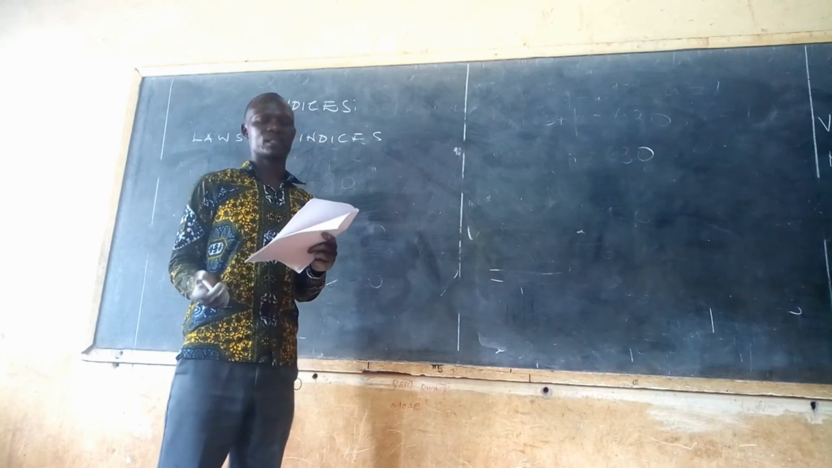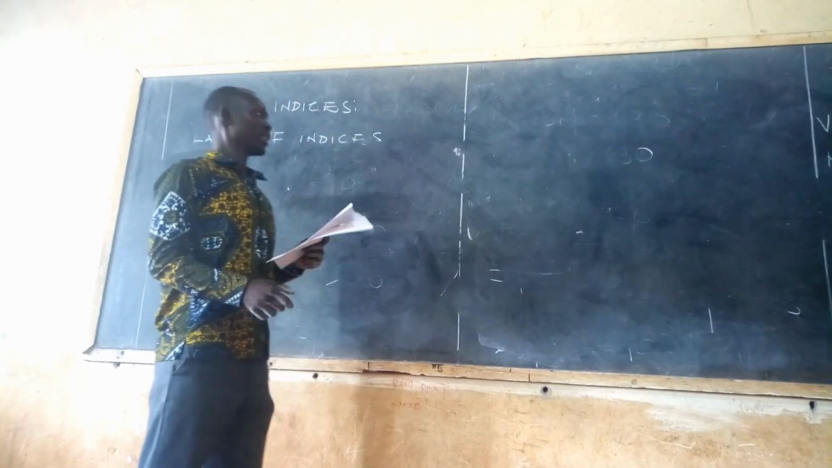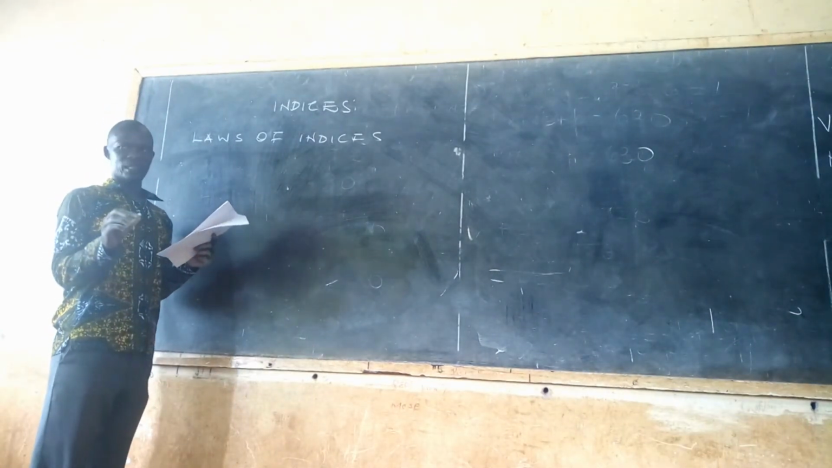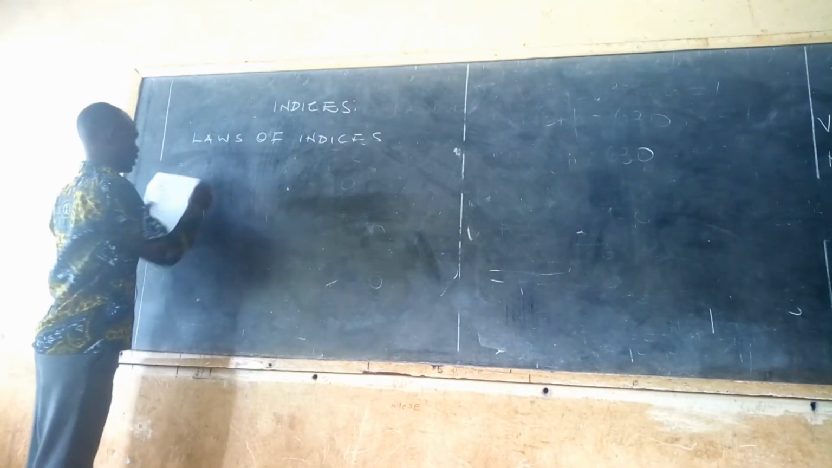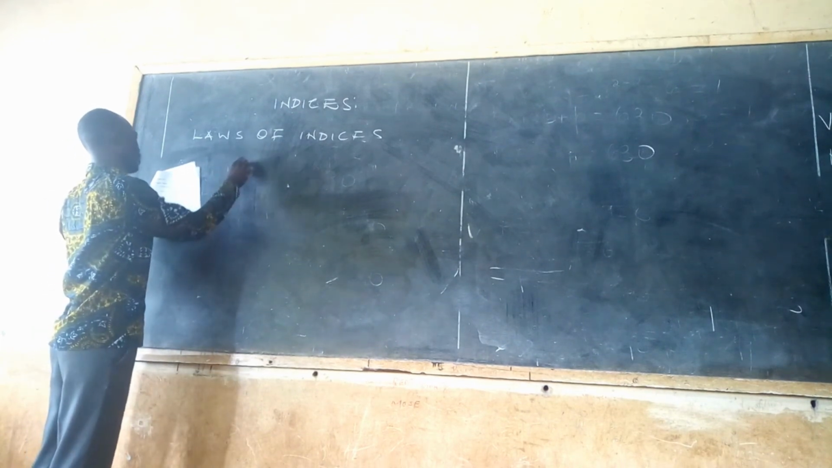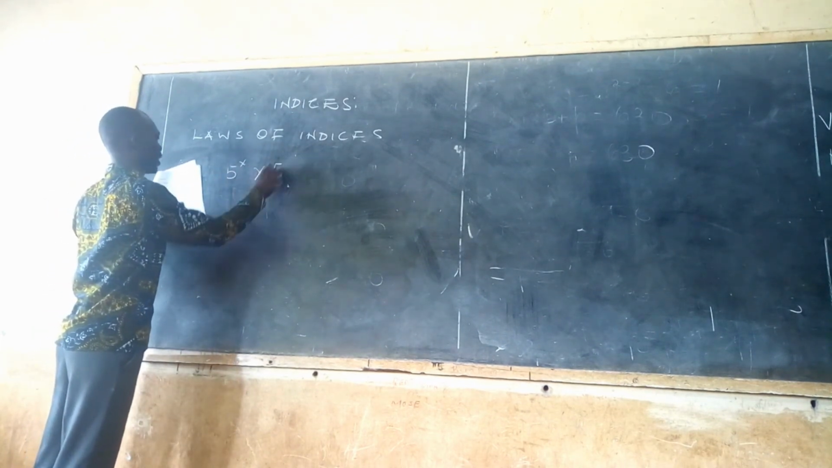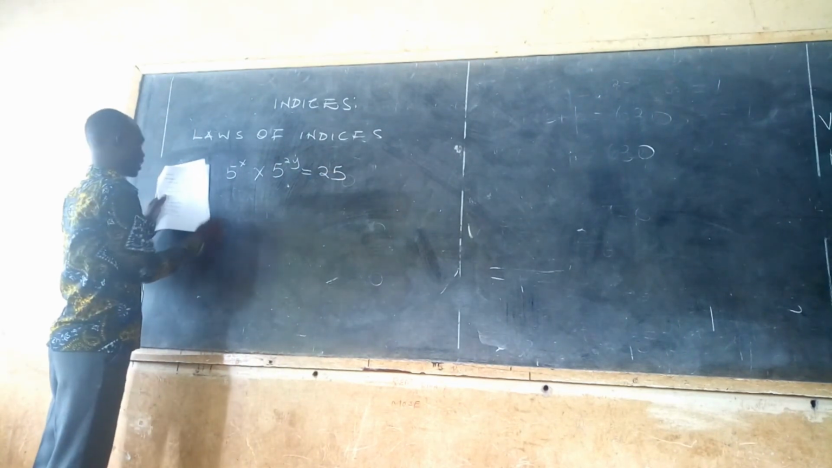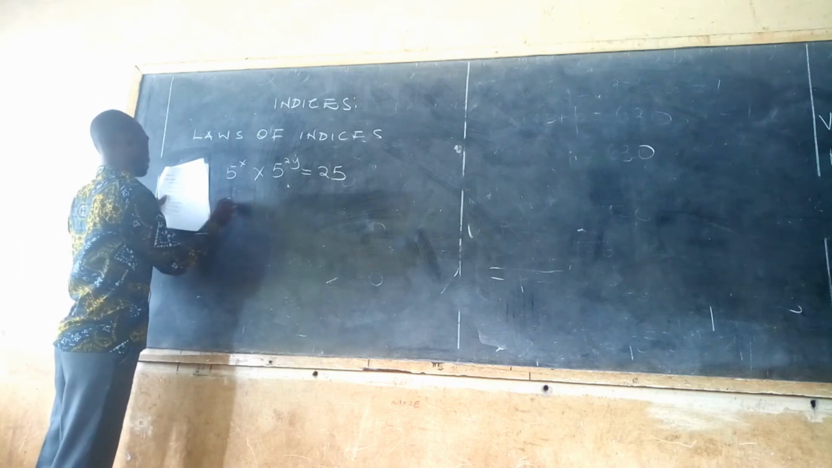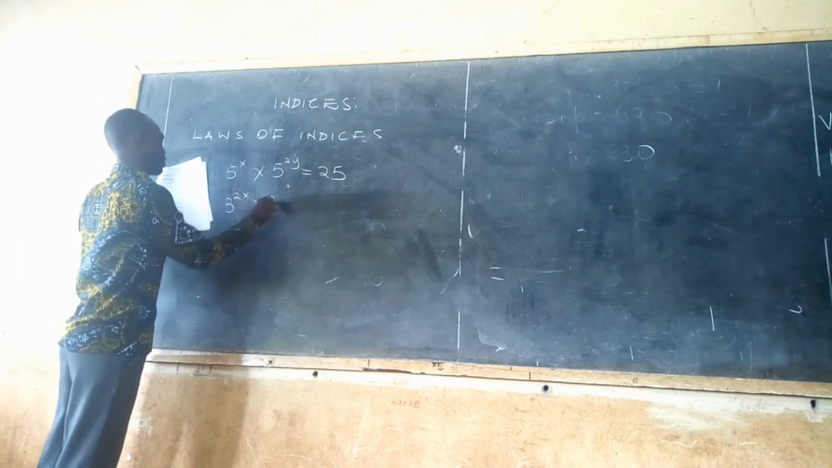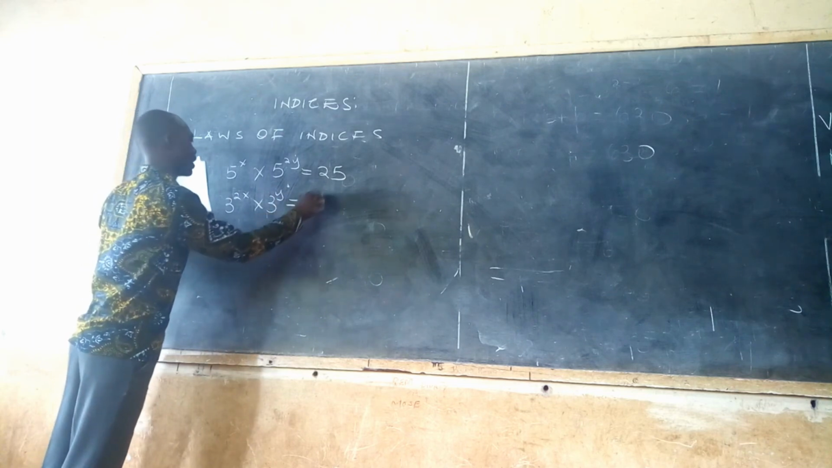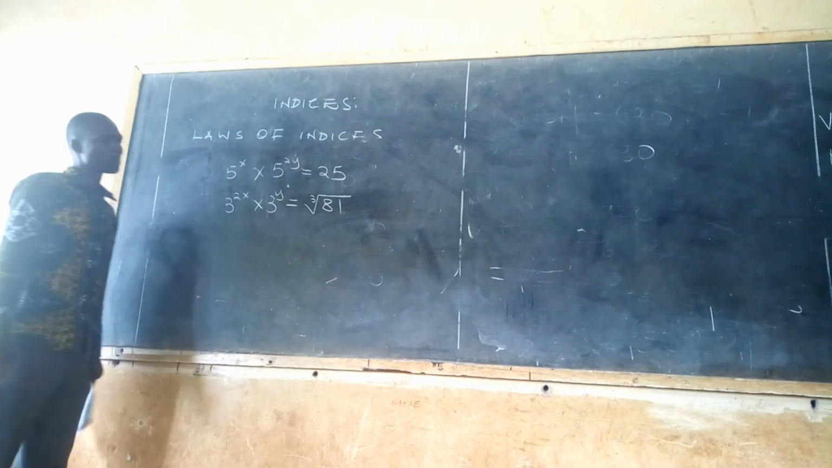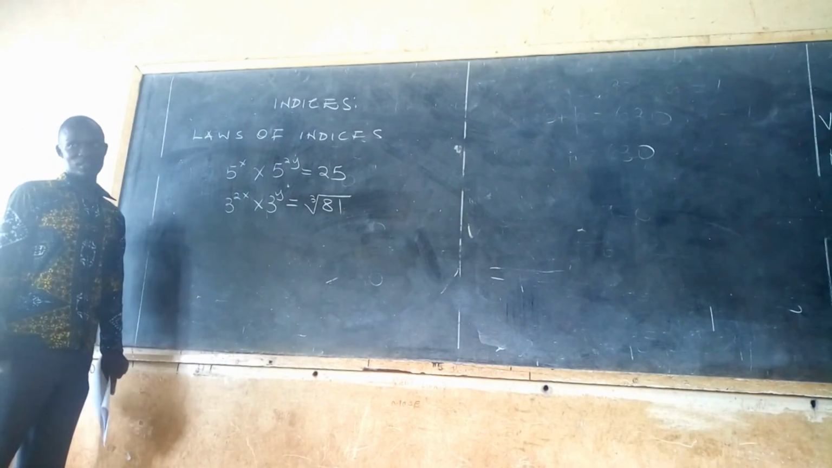The question is actually a simultaneous equation in both the indices. It says, solve the simultaneous equation below. The first part is 5 to the power x times 5 to the power 2y equals 25. The second part is 3 to the power 2x times 3 to the power y equals the cube root of 81. Looks difficult, it is not.